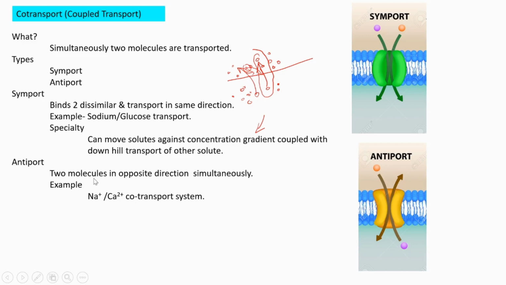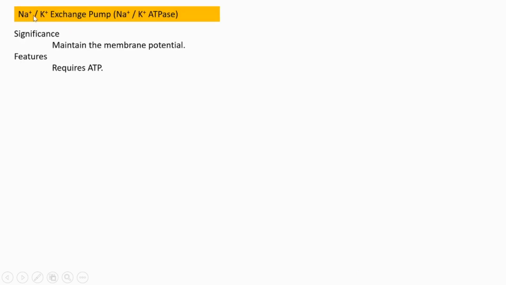Both the molecules are transporting in opposite direction. Next, I am going to explain the sodium potassium exchange pump that is doing active transport, and that enzyme or protein is called sodium potassium ATPase. What is the significance of this pump? Because of this pump, the membrane maintains its potential.